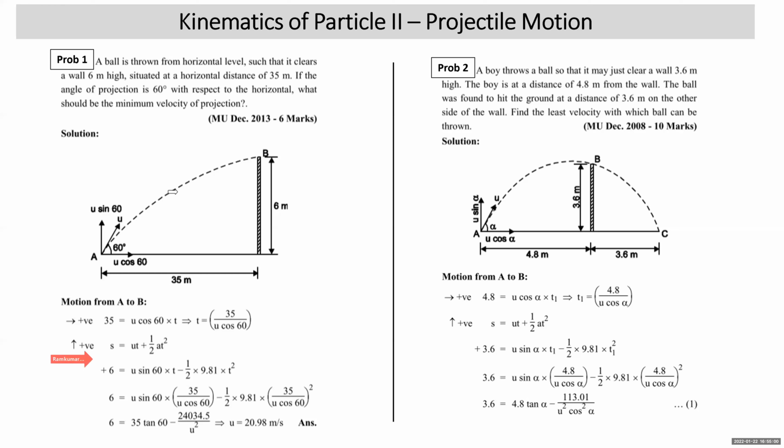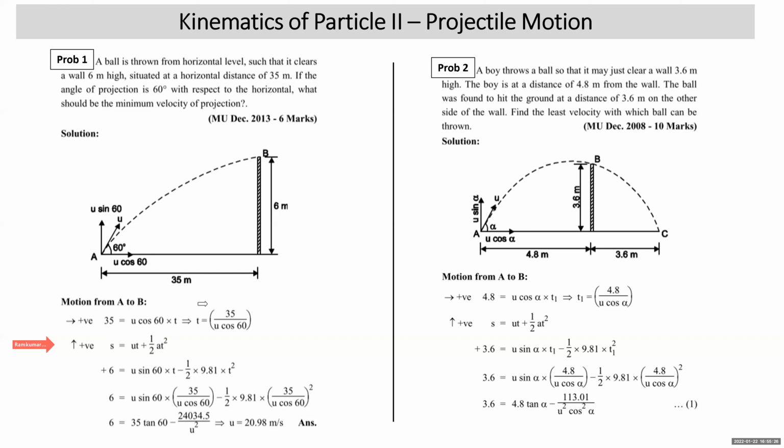Vertical motion: in this problem, velocity at B is not taken into consideration, meaning it is not given and not asked. So in the vertical direction you should use only s equals ut plus half at square. The initial vertical component of velocity is upward, so we write upward as positive. Now s is equal to ut plus half at square. S is going to be plus 6. The initial vertical velocity is u sin 60, into t, minus half into 9.8 into t square.